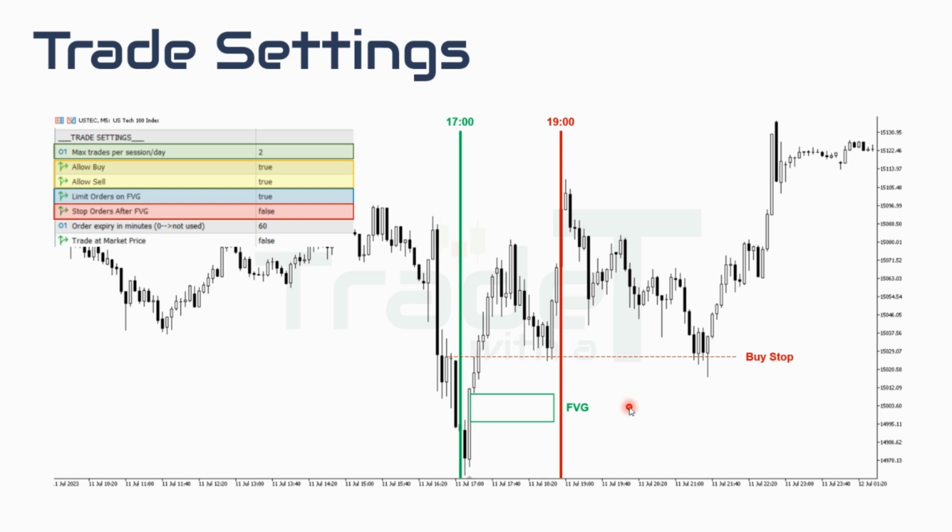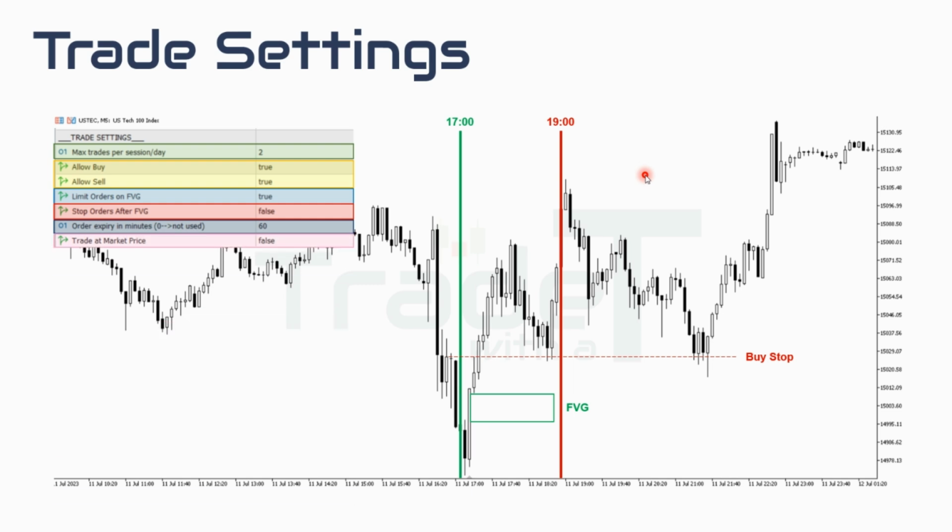The idea is, let's say the trend is really bullish, and maybe it will not get back to our fair value gap. So here we're sure that our buy stop will be triggered and we're going to ride the trend up. Each order will have basically an expiry, configured in minutes. If you put zero, basically no expiry is applied.